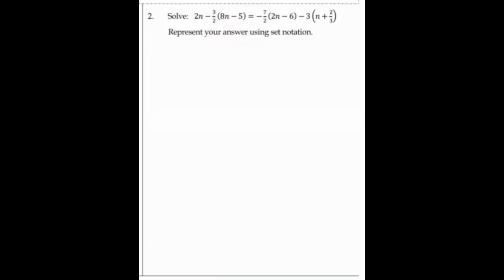All right, let's try number two. For number two, we have an equation in which we're going to need to start off by distributing. We're going to combine like terms. We're going to do all our stuff that we know how to do. And as before, we want to write our answer using set notation. So I'm going to let you guys do your distribution and your combining like terms process, and then we will compare what we end up with.